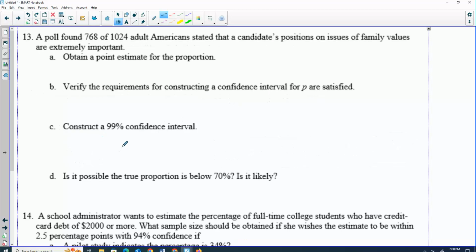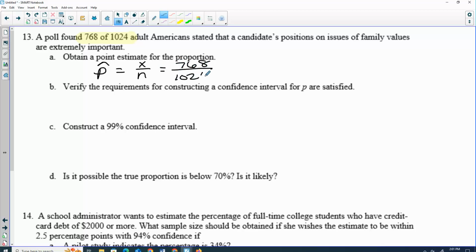All right, let's look at problem 13. A poll found that 768 of 1,024 adult Americans stated that a candidate's positions on issues of family values are extremely important. Obtain a point estimate for the proportion. What am I asking you to find? P hat. P hat is X over N. So 768 over 1,024 gives us 0.75.